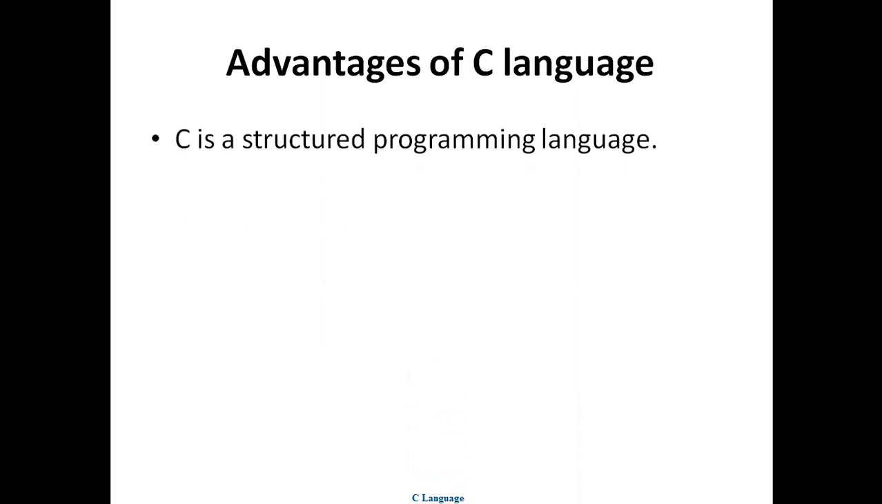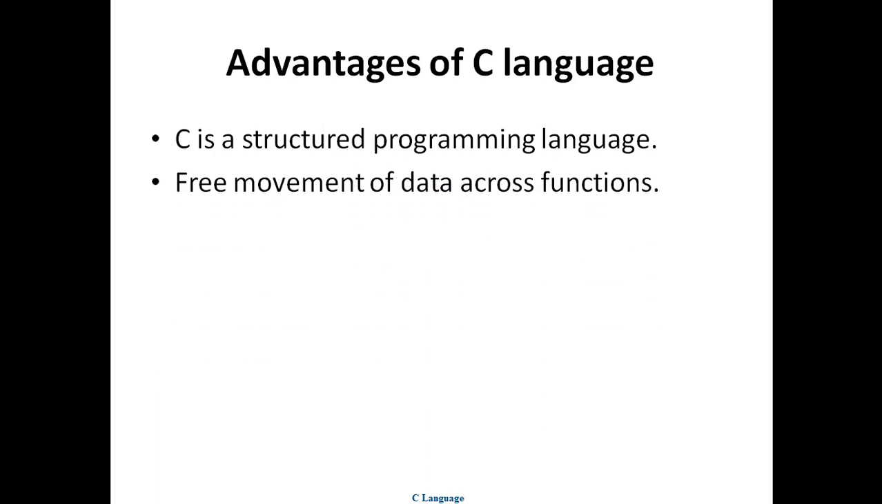The advantages of C language. There are so many things that we can treat as advantages. The first thing we can say is that it is a structured programming language. Then there is free movement of data between the functions. With a structured programming language, if you have bigger tasks, you can divide them and write them using functions, and then the free movement of data between the functions is easy. Coming to language sensitivity, if you write capital A and small a, they are not equal in C language. That's the reason we say it is case sensitive.